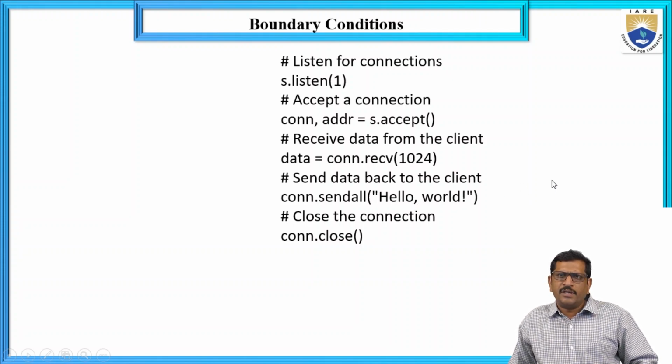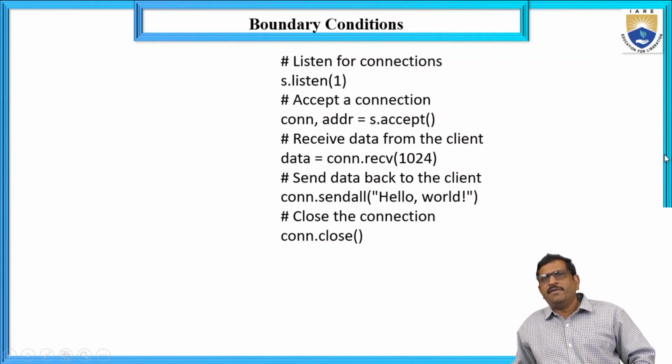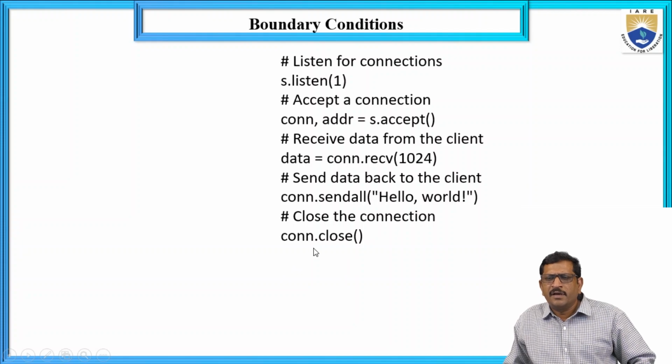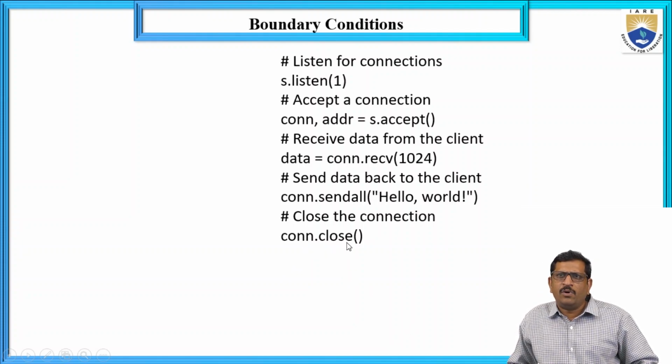Send data back to the client, that means connect.sendall with hello world. This is a message sending the data back to the client. The server sends back the same message that it received from the client. If it sends back the same message hello, it is an echo system. Closing the connection: after completion of the transmission between the client and the server, finally we can close the connection with connect.close. By using this function we can close it.